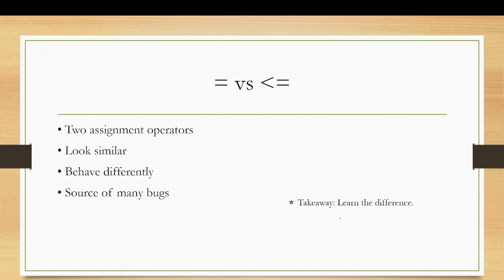Now let's introduce a mystery. Look at these operators: equals and less-than-equals. They seem almost identical, but in Verilog they behave very differently. They look similar but behave differently. One is called blocking assignment, the other is called non-blocking assignment. Choosing the wrong one can create serious bugs. Learn the difference between blocking assignment and non-blocking assignment.